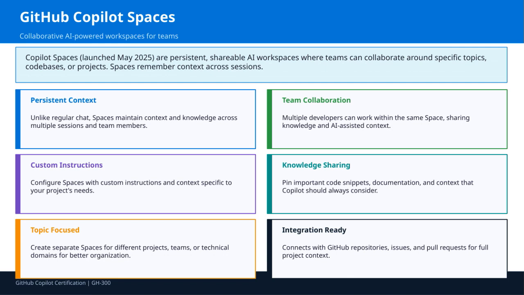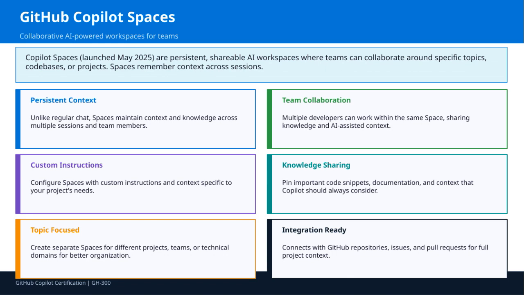In these spaces, multiple developers can collaborate in real time, sharing both knowledge and AI-assisted insights. You can also configure each space with custom instructions tailored to your project's specific needs, making the AI assistance highly relevant and personalized. A key benefit is knowledge sharing. You can pin important code snippets, documentation, and context that Copilot should always consider while assisting. This helps keep critical information easily accessible to the entire team.